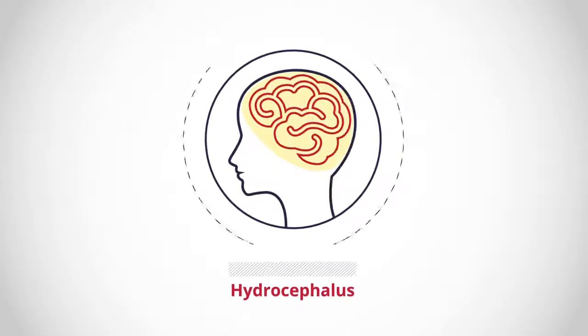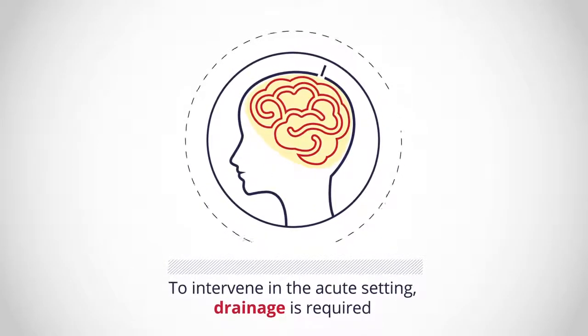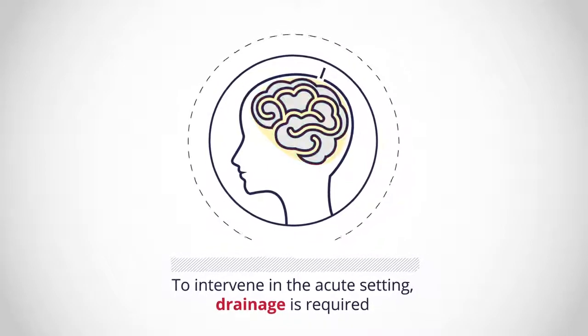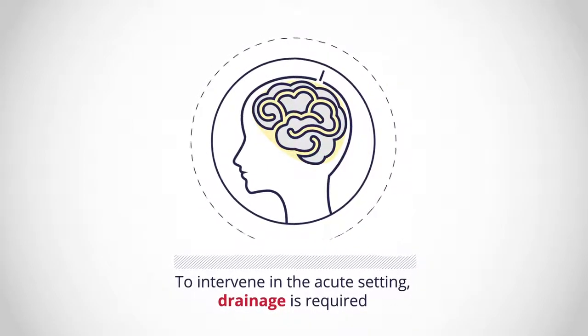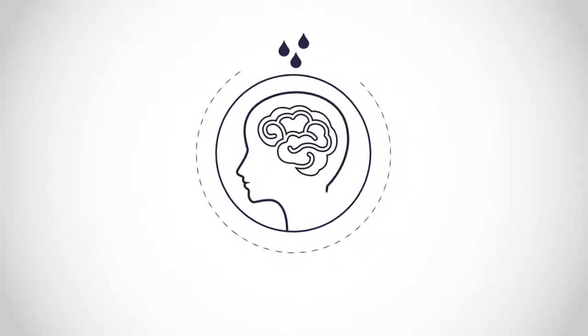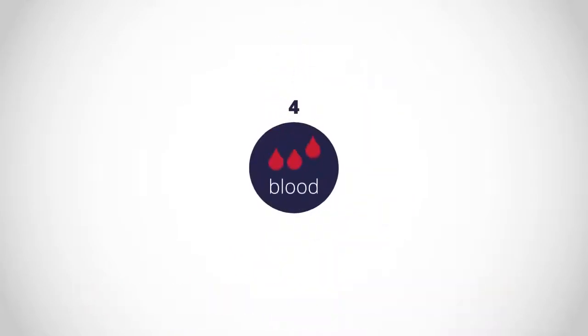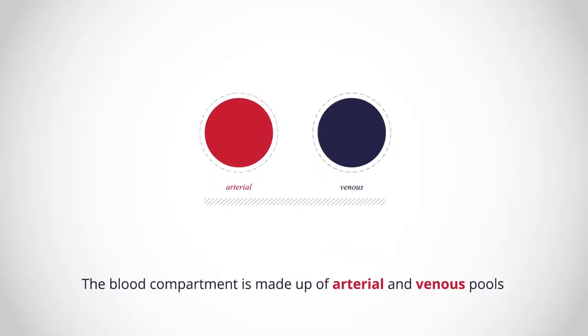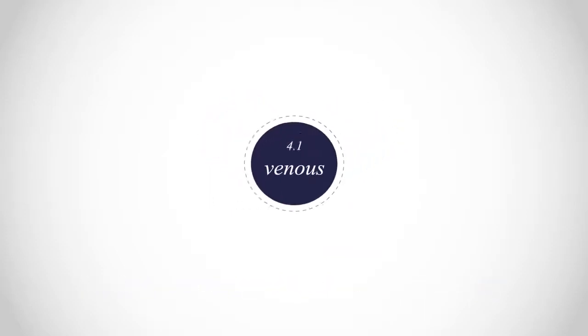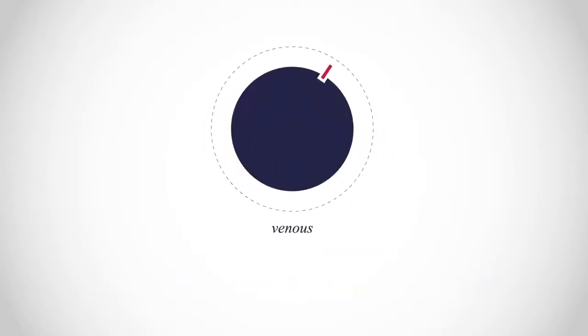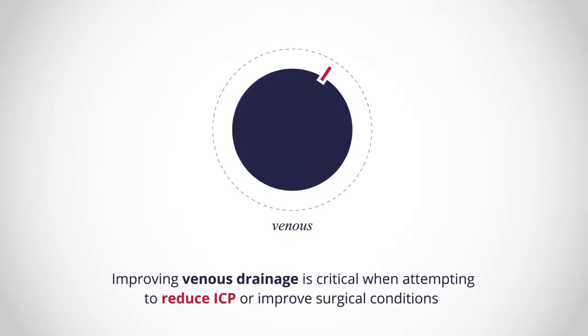In some cases, spinal fluid can be drained from a lateral ventricle by passing a needle into it. In other cases, a lumbar drain may be helpful. Brain edema is an important cause of increased intracranial volume in many patients. The blood compartment is made up of arterial and venous pools. Improving venous drainage is critical when attempting to reduce ICP or improve surgical conditions.